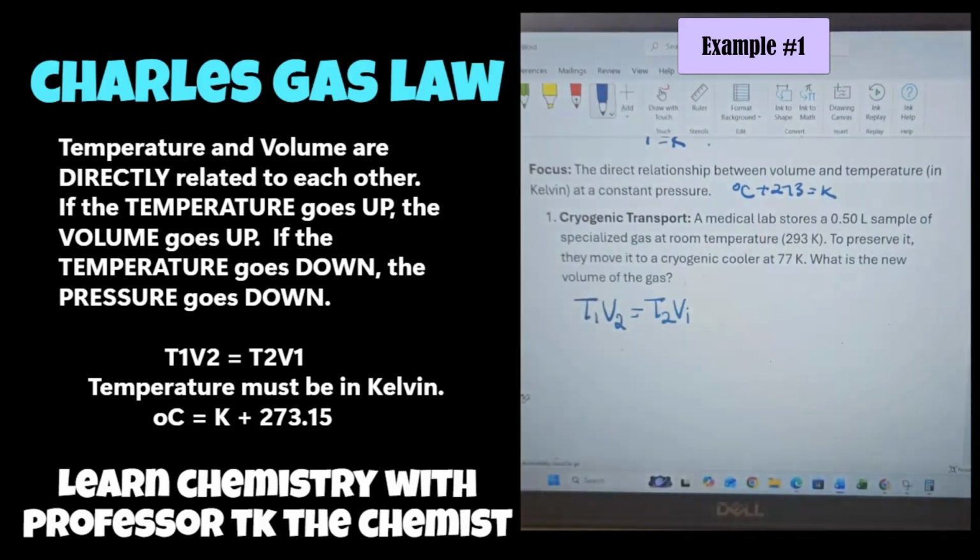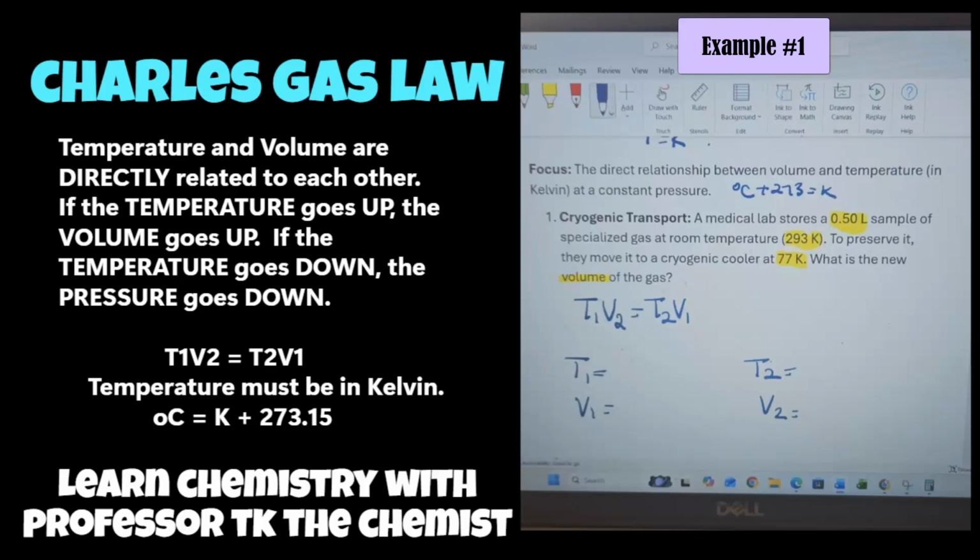Here we go. We got T1, T2, V1, V2. Thank you, Ashley. Thank you. So right here, let's read the problem. It says a medical lab stores a 0.50 liter sample of specialized gas at room temperature, 293 Kelvin. To preserve it, they move it to a cryogenic cooler at 77 Kelvin. What is the new volume?